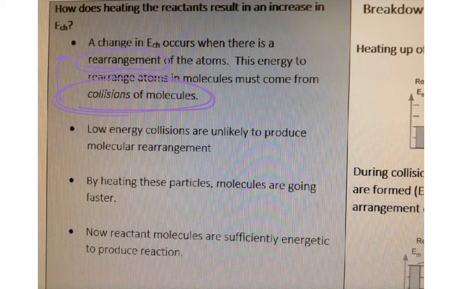Low energy collisions, meaning that they are not going very fast typically, are unlikely to produce any molecular rearrangements. And that makes sense. If you think about somebody in football who weighs 100 pounds trying to change the position of somebody who weighs, say, 350 pounds, they're not going to do as much as if it was a 350-pound person going against a 100-pound person.